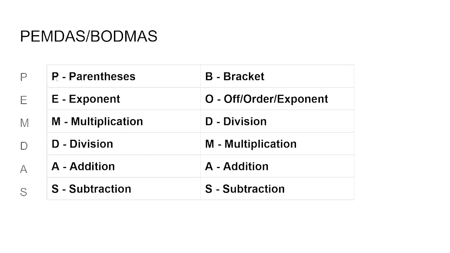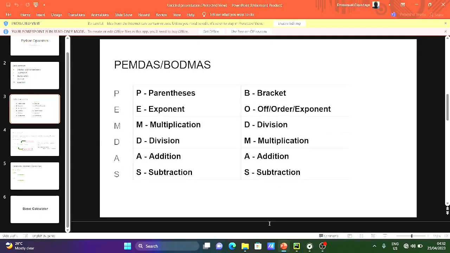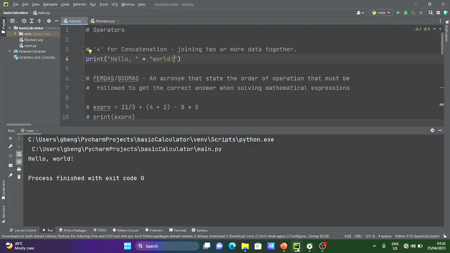For PEMDAS, we have P, that stands for parentheses, E for exponents, M for multiplication, D for division, A for addition, and S for subtraction. Likewise, in BODMAS, we have B for brackets, O for order or exponent, D for division, M for multiplication, A for addition, and S for subtraction. Let's get to the IDE and see this in action.